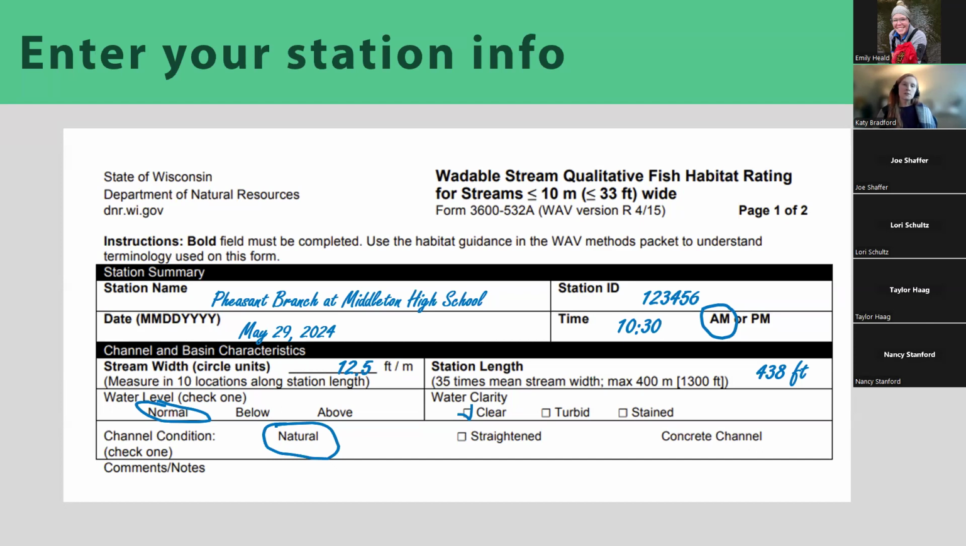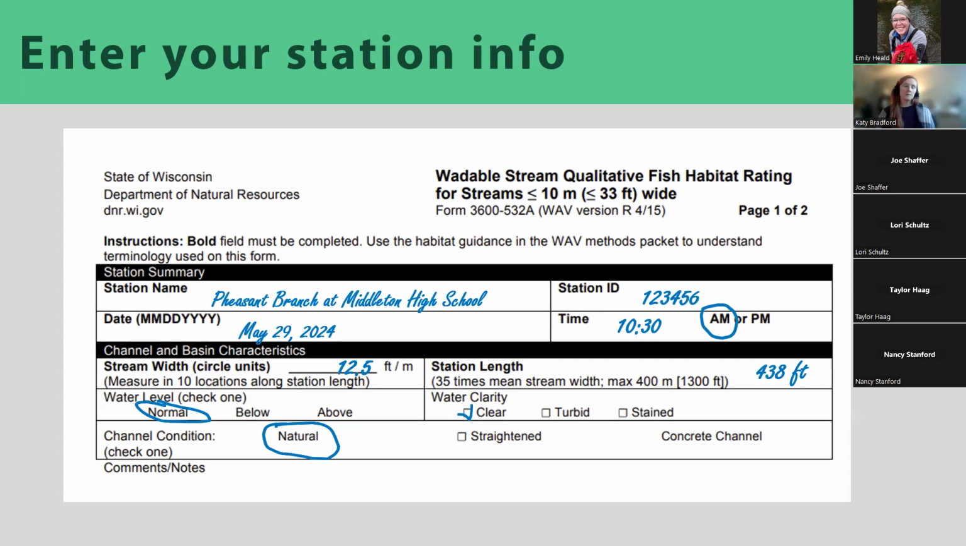And then the first thing you do is you measure the width of your stream because you have to understand the generally average width of your stream in order to figure out how long of a length you're going to be assessing. And so let's say we measured our width at our station and it's 12.5 feet wide. What we're going to do is multiply whatever our width is by the number 35, and that is going to give us the length of our habitat assessment.